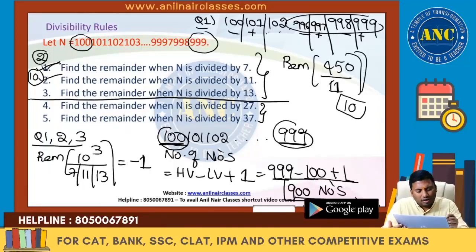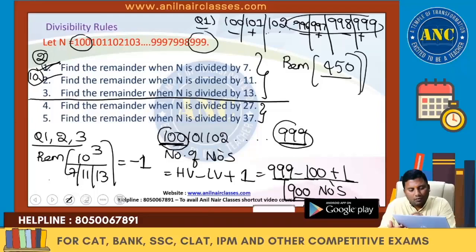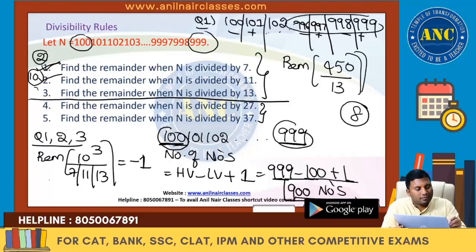Second one is also over. Third one, small change, you will get the answer. 450 divided by 13. 13 threes are 39, remainder 60. 13 fours are 52, remainder 8. Third one is 8. I hope it is clear.